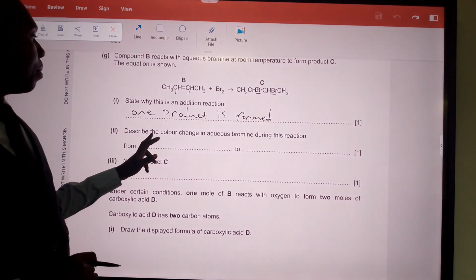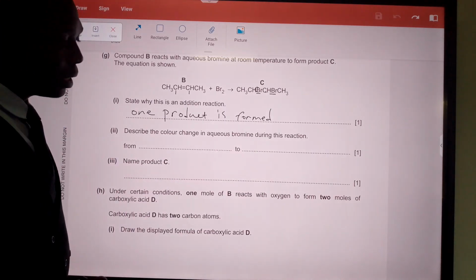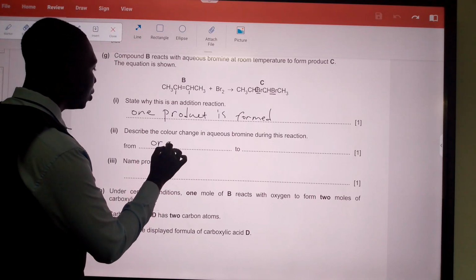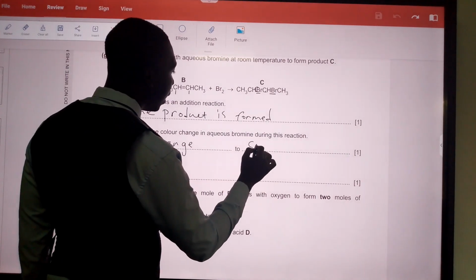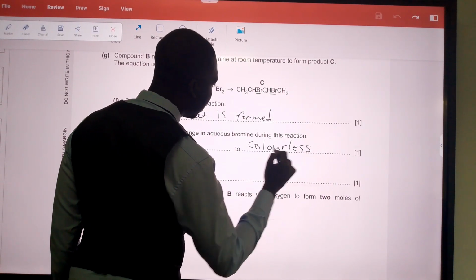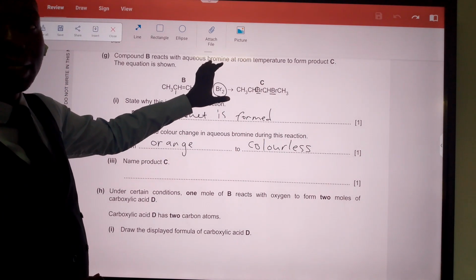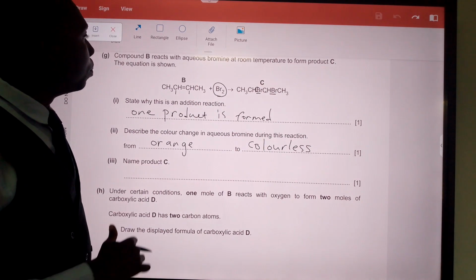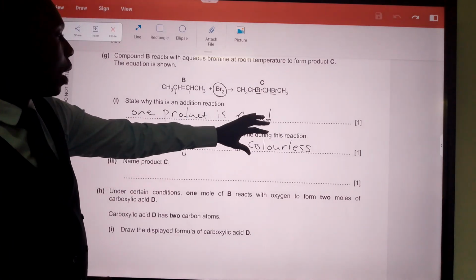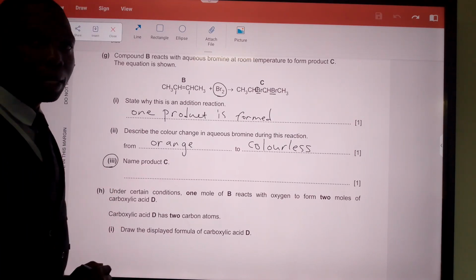Item 2, describe the color change in aqueous bromine during this reaction. The color change in aqueous bromine during this reaction is from orange to colorless. When bromine is in aqueous form, existing as Br2, it has an orange color. And when it is used up in a reaction, that orange color of the Br2 molecule is decolorized, so it changes from orange to colorless.